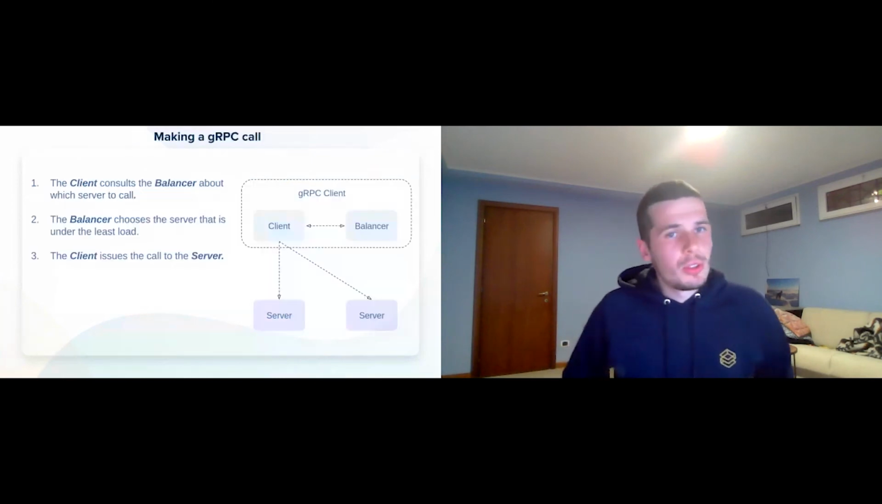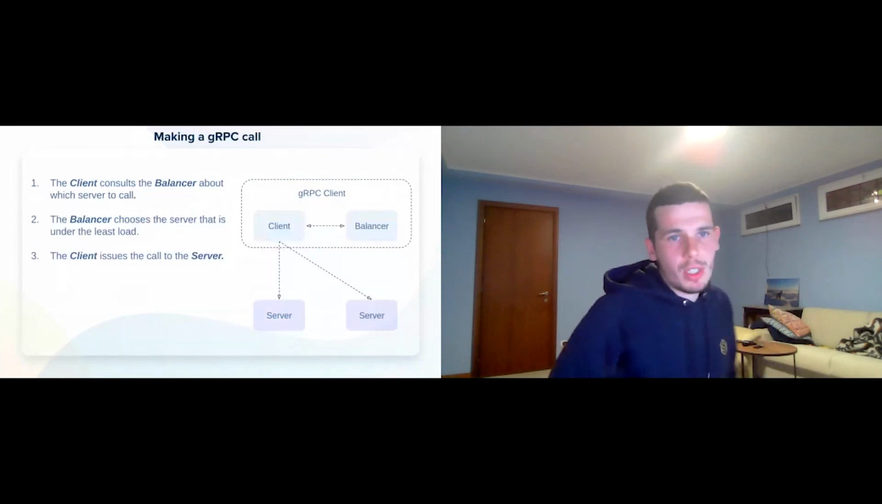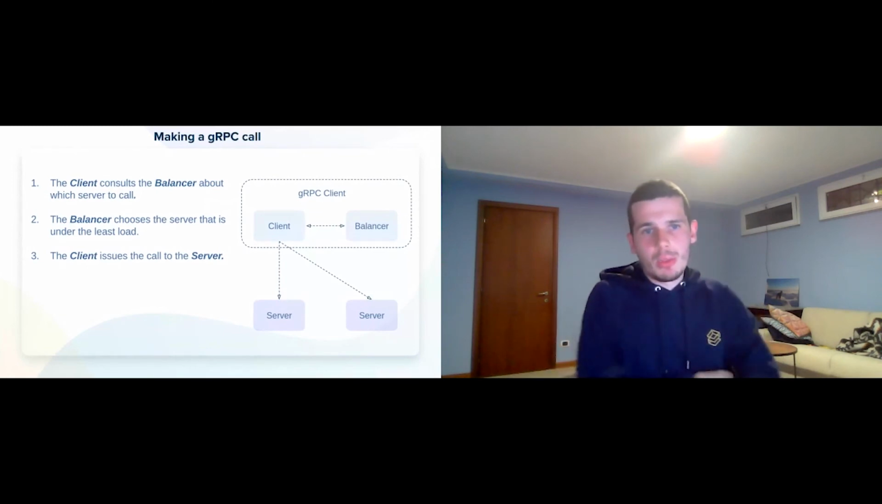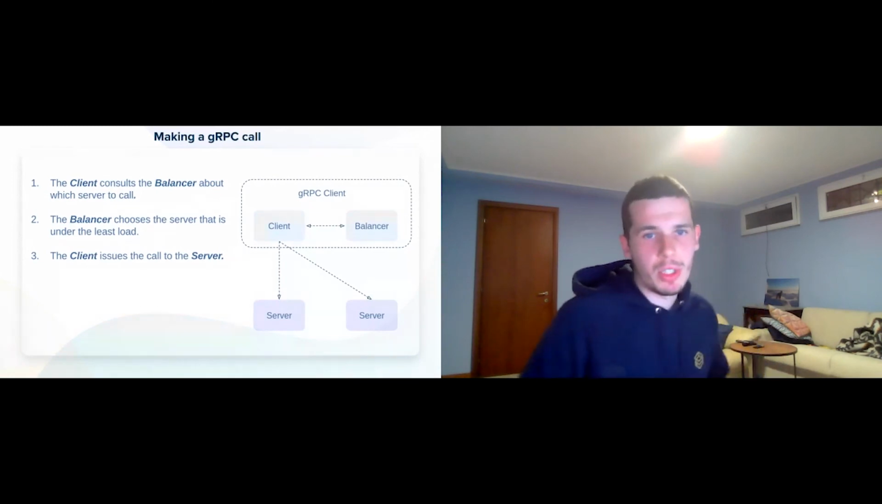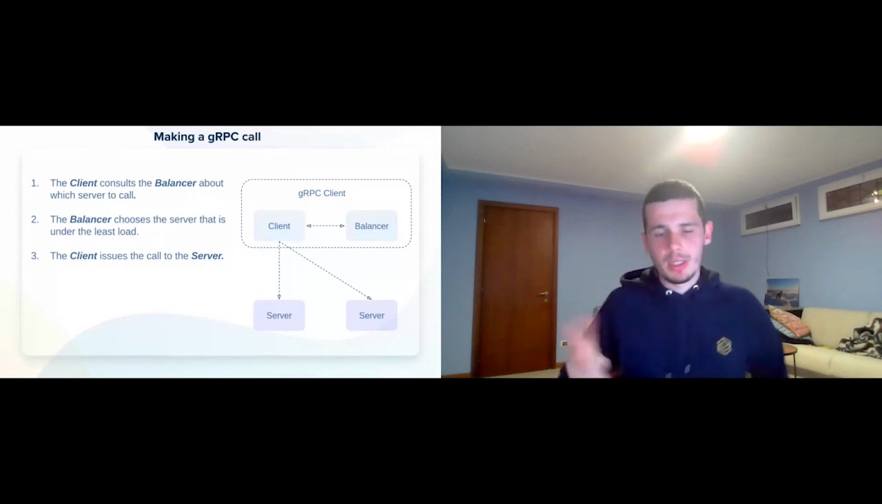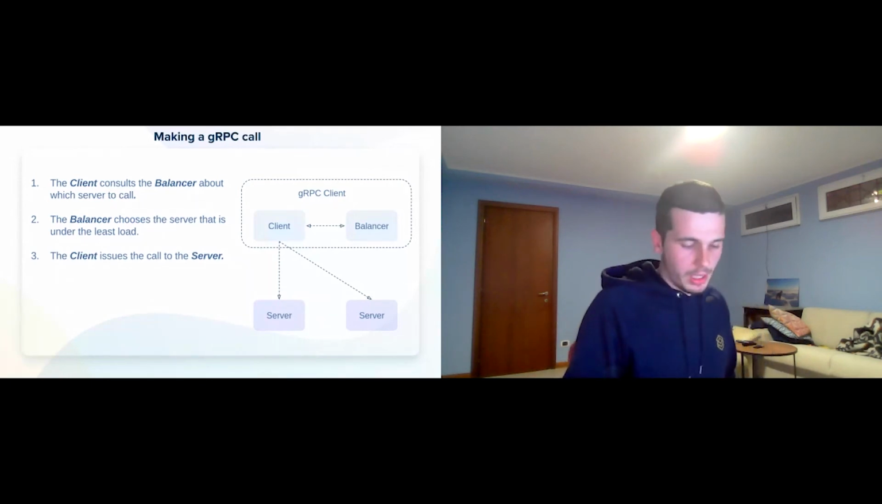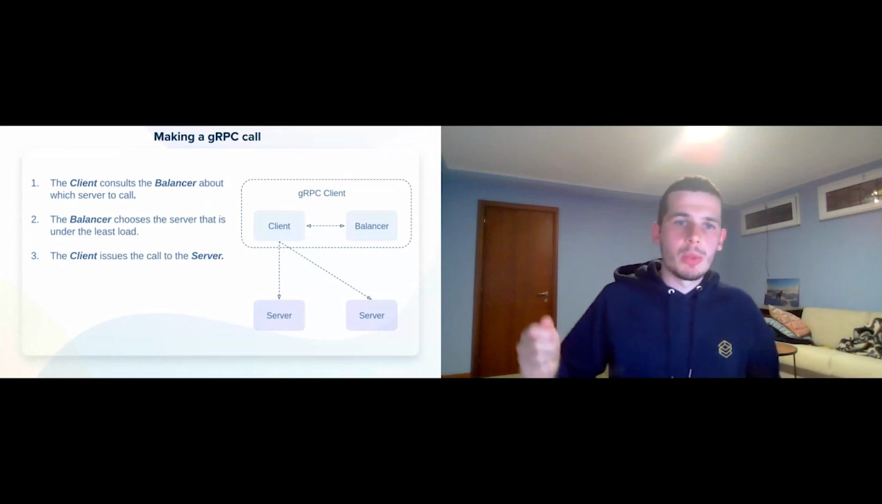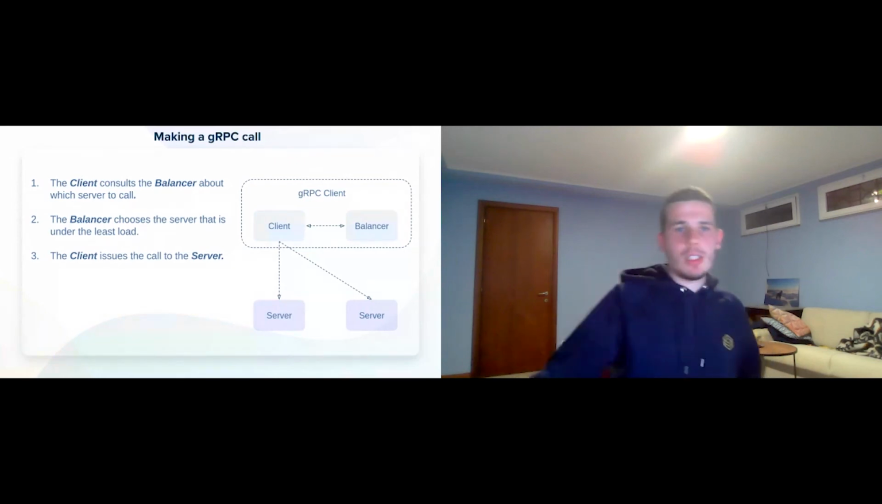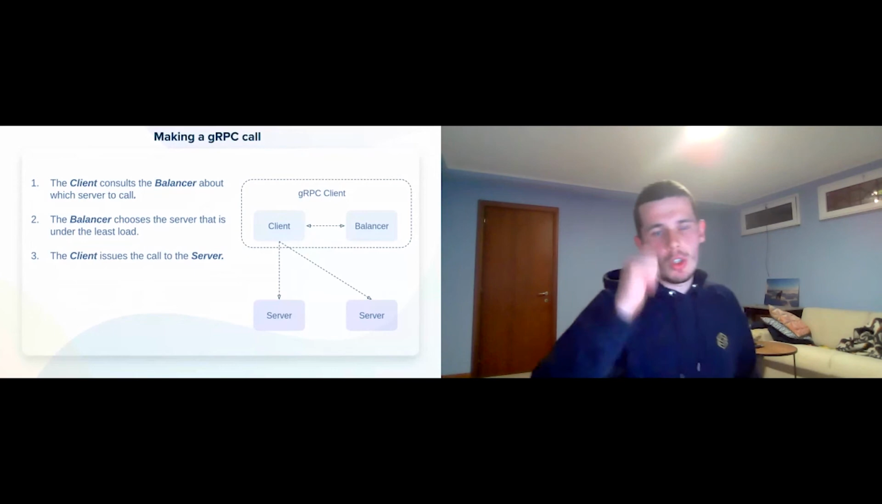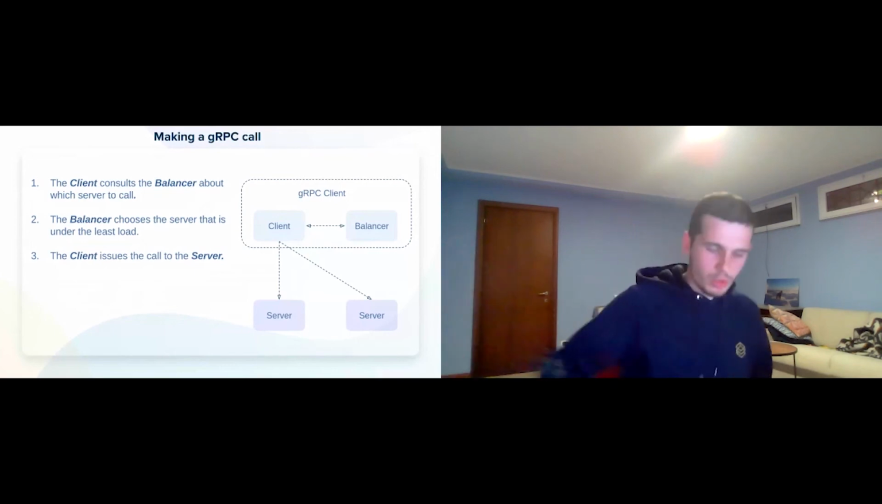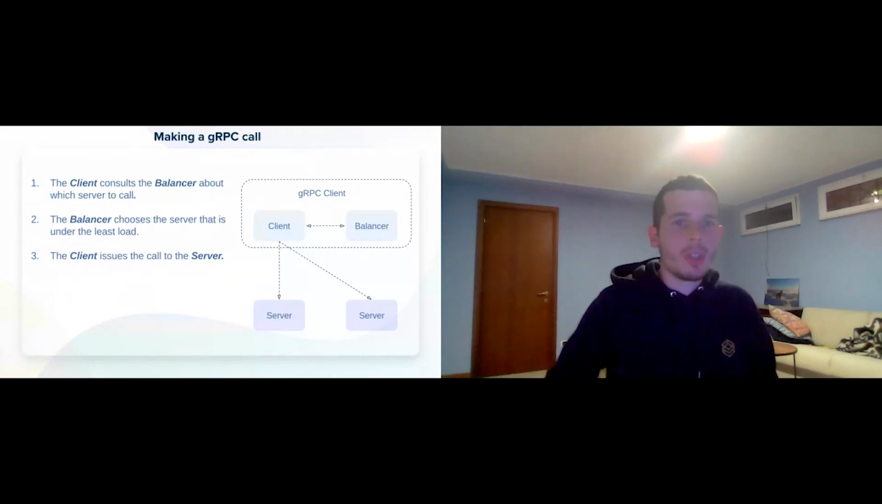Just to go through how a gRPC call is made, the client implementation will consult with the balancer about which server to call, because it has the list of servers. And it will report back to the client saying that, hey, this server is under the least amount of load, call this server. Then the client goes off and calls that server.